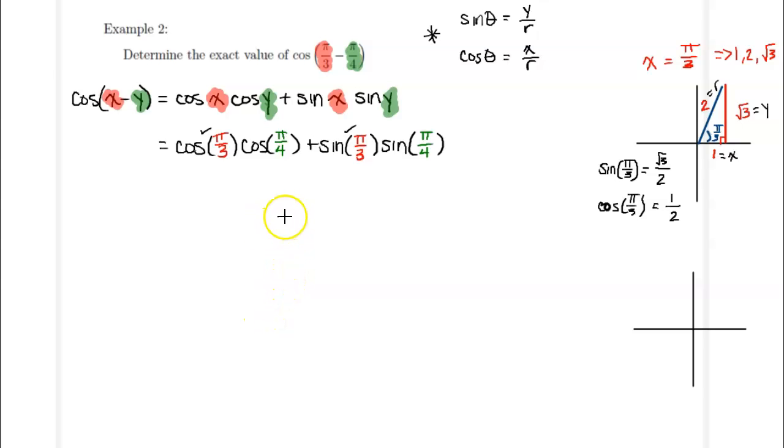But I'm not quite done because I also need sine and cos of pi over 4 now. I'm going to do that one down here. So this is going to be my y equals pi over 4. I'm going to do that one right here. So first step, draw it out. This one's going to look a bit like that.